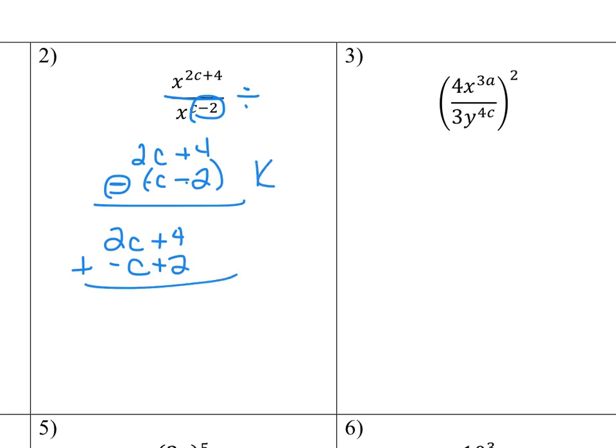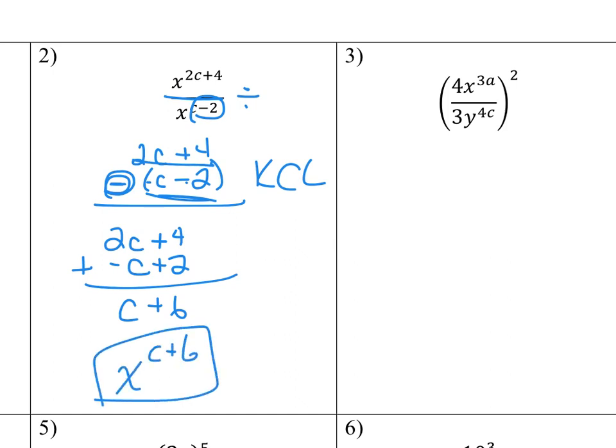So it's a keep, change when we do subtraction. Keep the first thing the same, change subtraction to addition, and change the sign of the second piece. And then we just add the normal things together. So that's c plus 6, and we have an x for the base. So those were just the exponents I was adding. Got to keep that base.